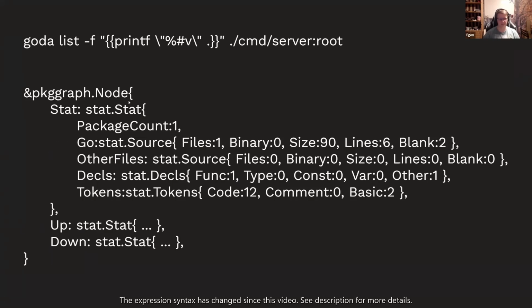I guess there's the stats, which are effectively the statistics about this specific package. For example, you might want to print out how many Go lines there are, or how large the binary files are. You can also check how many tokens or declarations there are.